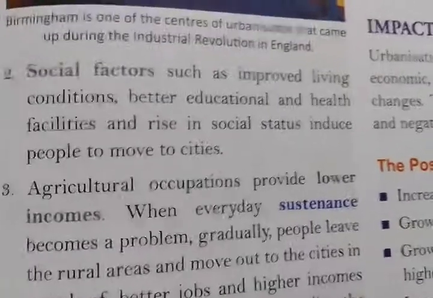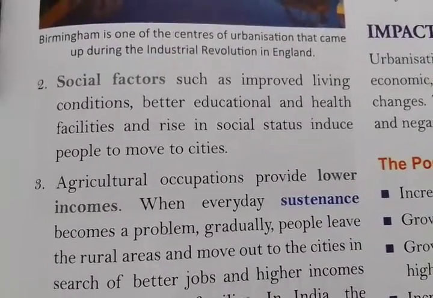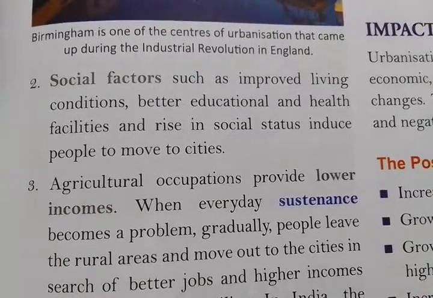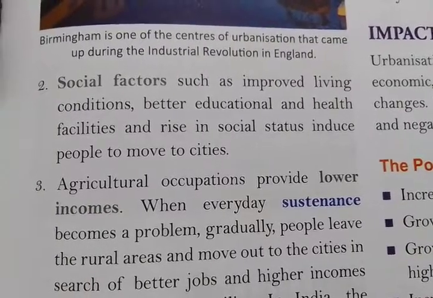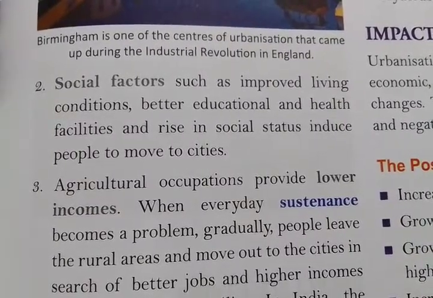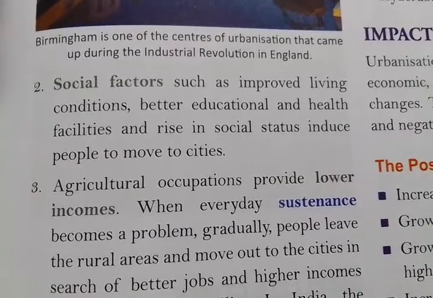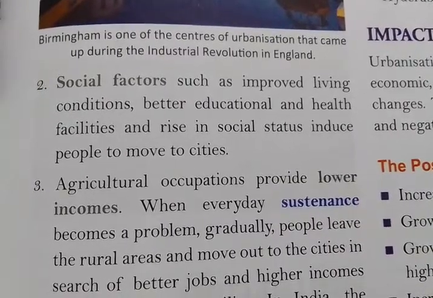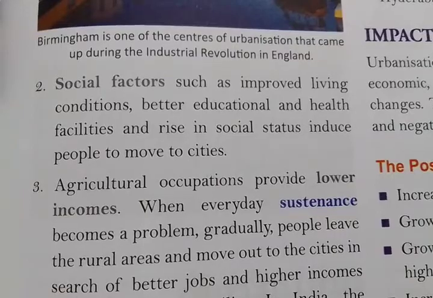In India, the introduction of mechanized farming during the Green Revolution led to increased unemployment in the rural areas. The people who lost their means of livelihood migrated to urban areas in search of jobs.